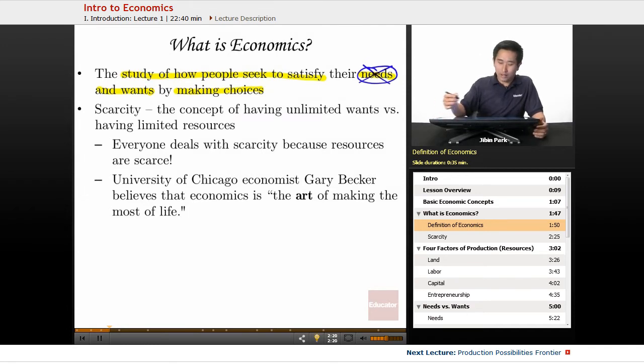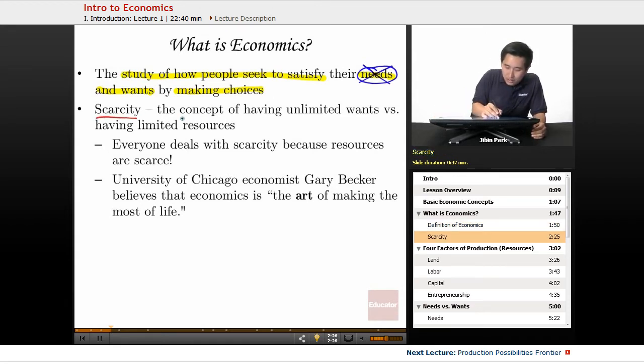But the reason why we have to make choices is the idea of scarcity. The idea of scarcity is the concept of having unlimited wants versus having limited resources. So everyone deals with scarcity because resources are scarce.